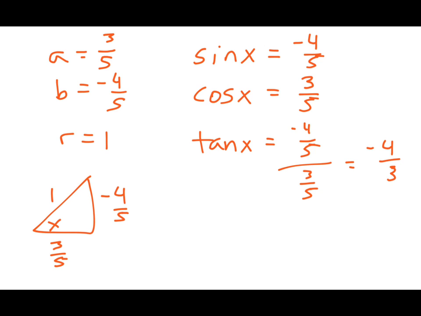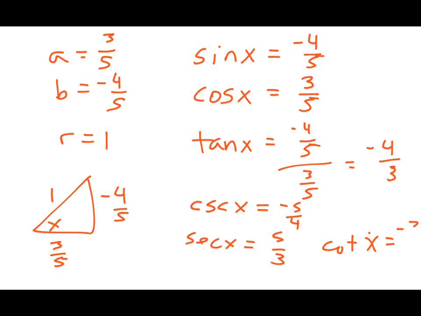And then for each of the other ones, for cosecant we'll just flip the sine, negative 5/4. Secant is 5/3, and then cotangent of x is negative 3/4.